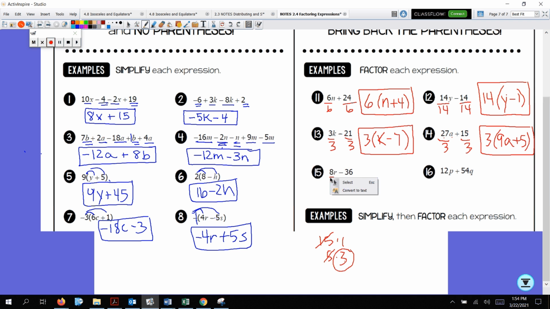We have 8r and 36. Does 8 go into 36? Let's write our factors of 8. 8 times 1 and 2 times 4. All right, well, 8 doesn't go into 36. Does 4 go into 36? Yeah, it does. So we're going to divide both terms by 4. The 4 out front, 8r divided by 4 is 2r. That's an ugly r, but who cares? Negative 36 divided by 4 is negative 9.